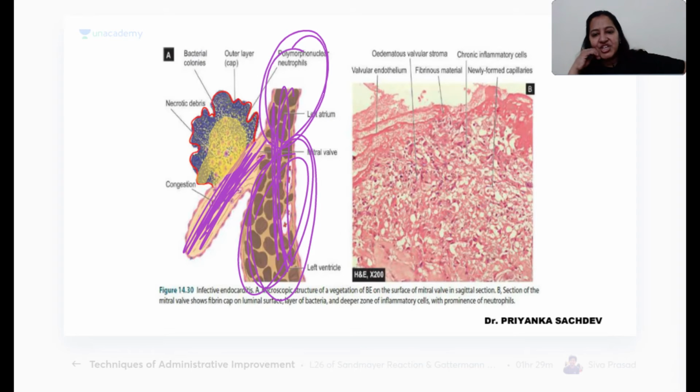So tell me the 3 zones of the vegetation. Tell me the 3 zones. The red color is the cap, made up of fibrin. The second is basophilic, made up of bacteria, bacterial colonies, the basophilic zone.